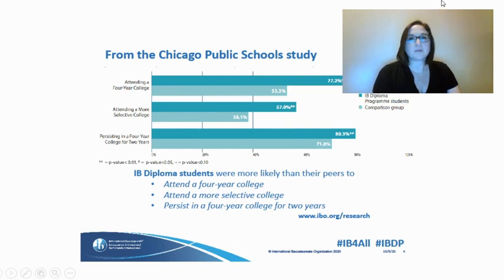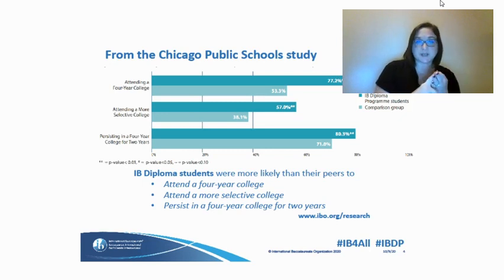There are also a number of other studies that show that DP students do much better than their non-DP counterparts in college. Here is a study from Chicago Public Schools, and this shows that diploma students will more than likely than their peers attend a four-year college, attend a more selective college, and persist in that four-year college.